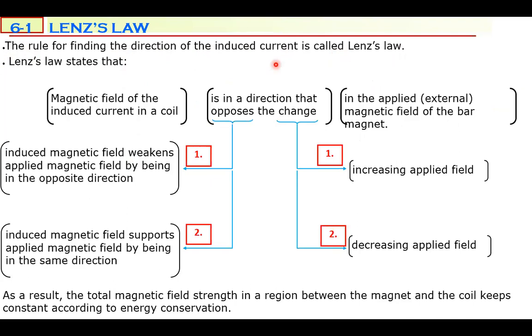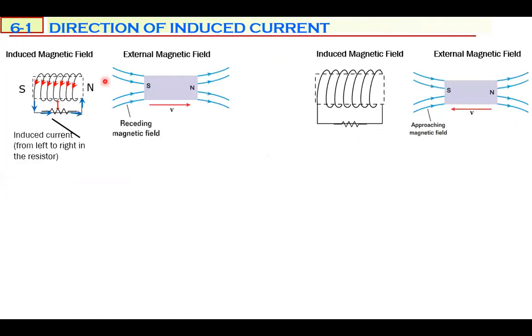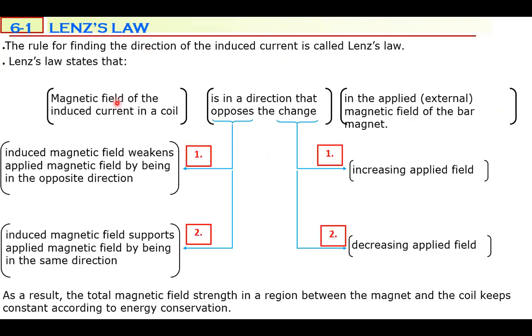The application of Lenz law to these problems is a little confusing. That's why this method is the better one. But we should know what Lenz law is. What does it mean in fact? Lenz law states that the magnetic field of the induced current in a coil is in a direction. Yes, Lenz law is about the direction of the magnetic field, so the direction of the induced current. It's about the induced magnetic field direction.